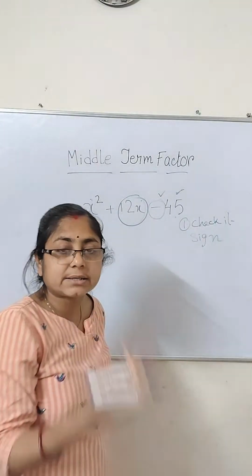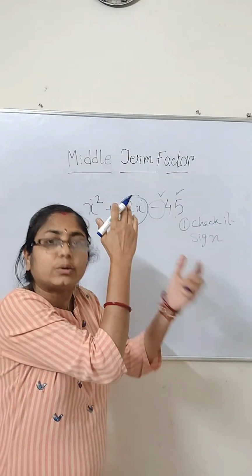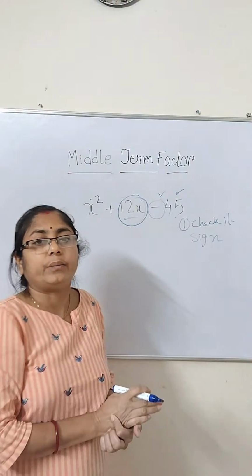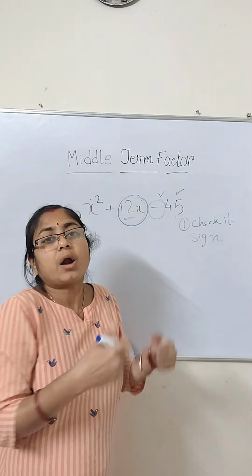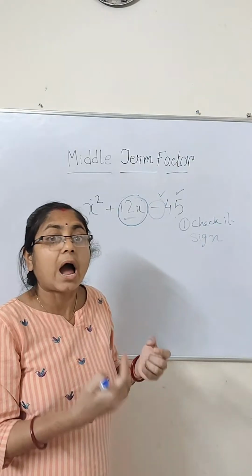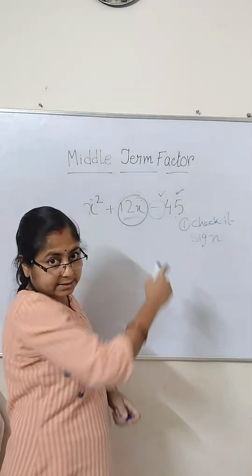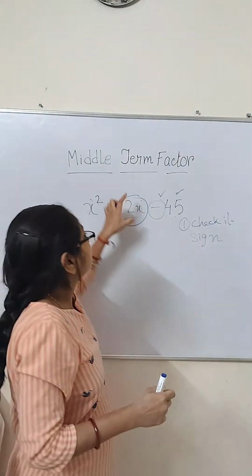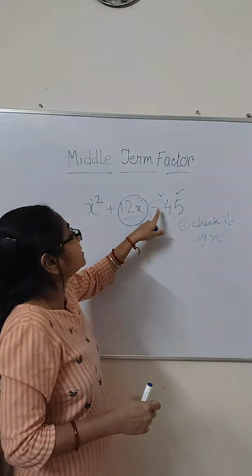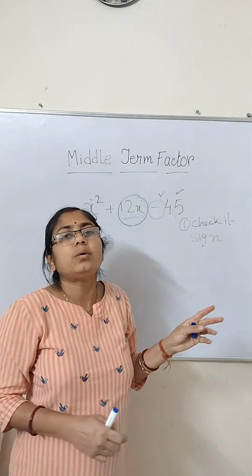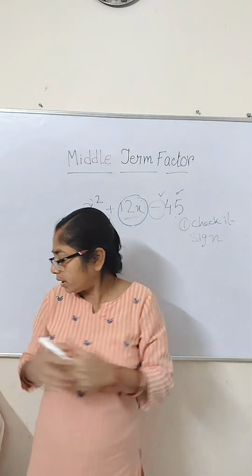Why do you need to check the sign? You break 12, break down the 12. But how can you break it? Is it addition, where by addition you get 12, or subtraction, where you get 12? How can you decide it? If it is minus, then you make 12 by minus. If it is plus, then you make 12 by plus. Okay?